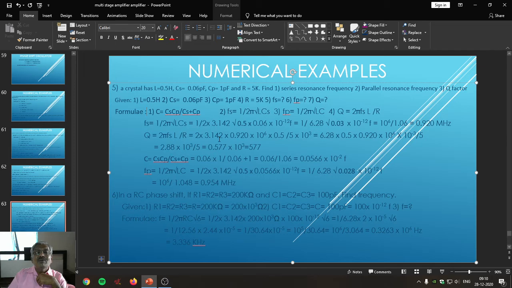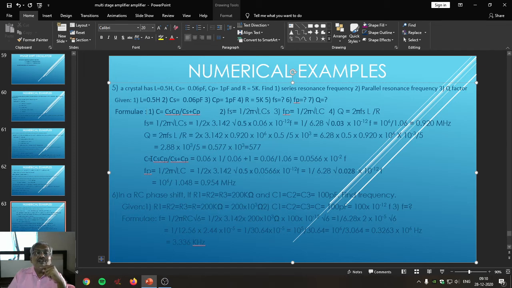Now Q is equal to 2 pi Fs into L upon R. 2 into 3.142, Fs we have calculated, that is 0.920 into 10 raised to 6, into L, it is 0.5, upon R, it is 5 into 10 raised to 3. So that comes to be 6.28 into 0.5 into 0.920 into 10 raised to 6 into 10 raised to minus 3 upon 5. It comes to be 2.88 into 10 raised to 3 upon 5. So that is 0.577 into 10 raised to 3, and that's equal to 577.